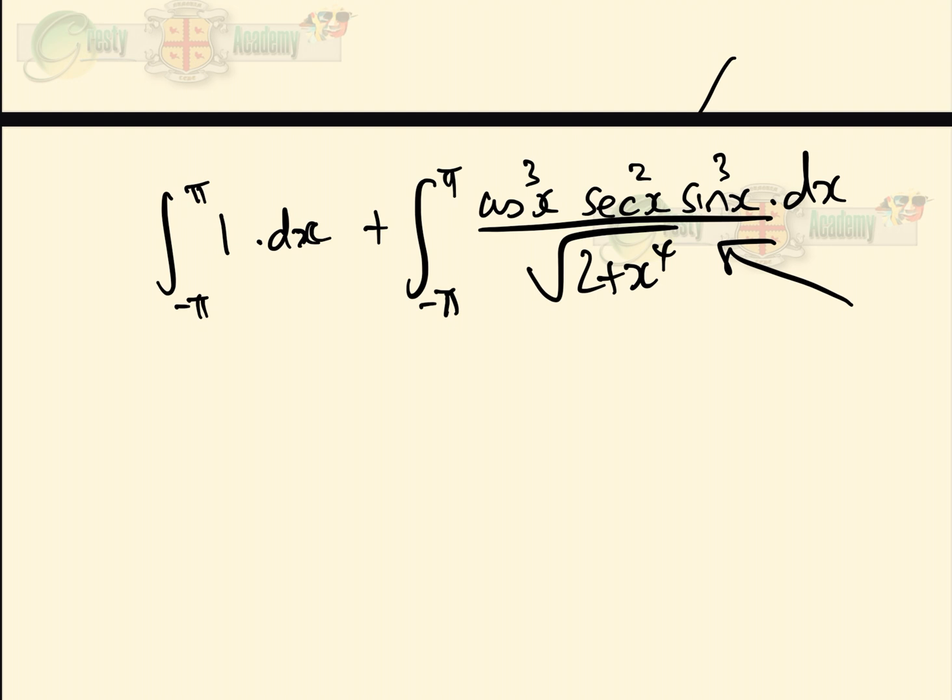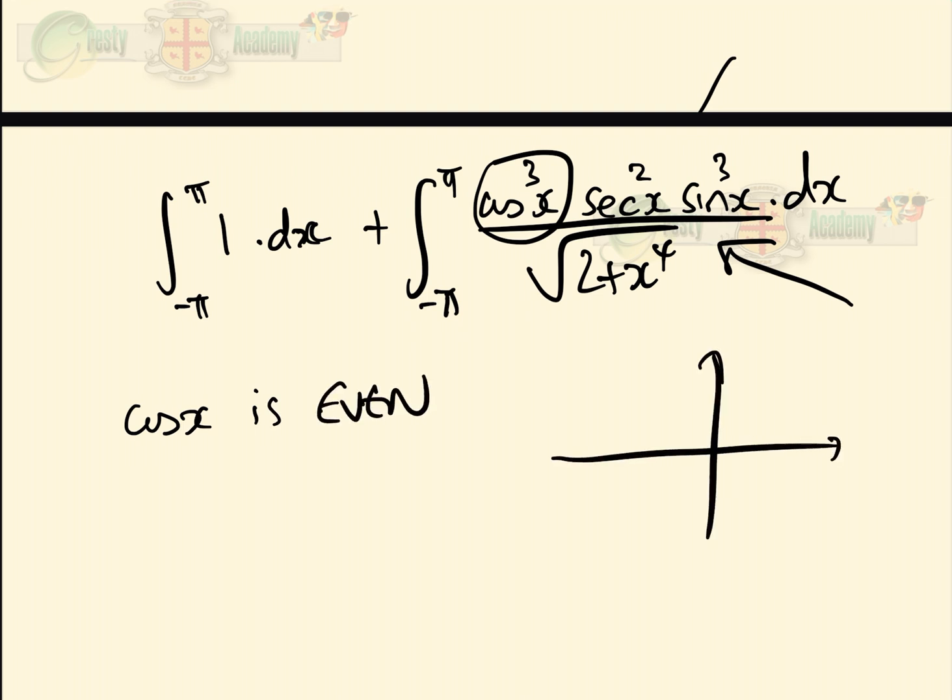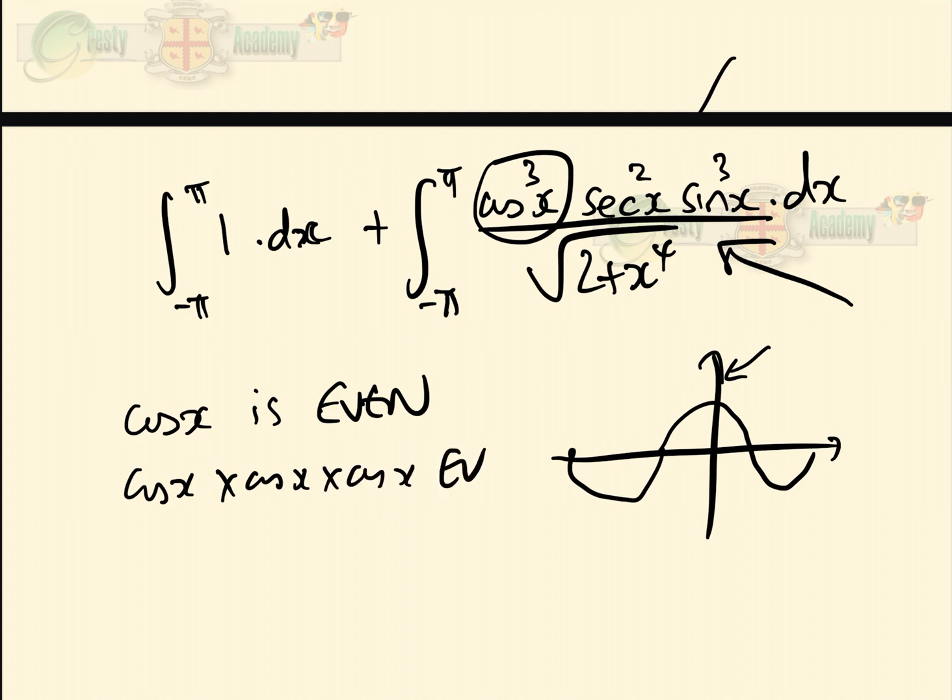Okay, well, let's take them one by one. We know that cos x is even because cos x looks like this, like that, so it is symmetrical about the y-axis. So cos x is even, which means that cos x times cos x, even times even, is even, which means cos x times cos x times cos x is even. So we know that that bit there is even. Now sec x is basically 1 over cos, and as cos is even, well then sec 1 over cos is also even, so therefore sec squared is even because sec times sec, even times even, is even. So we know that this one here is even.